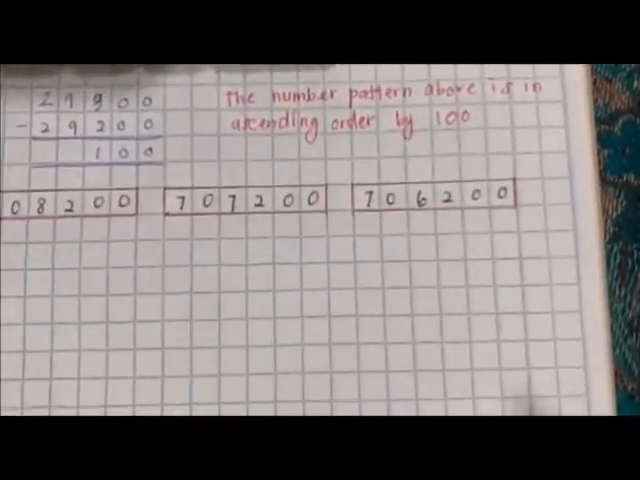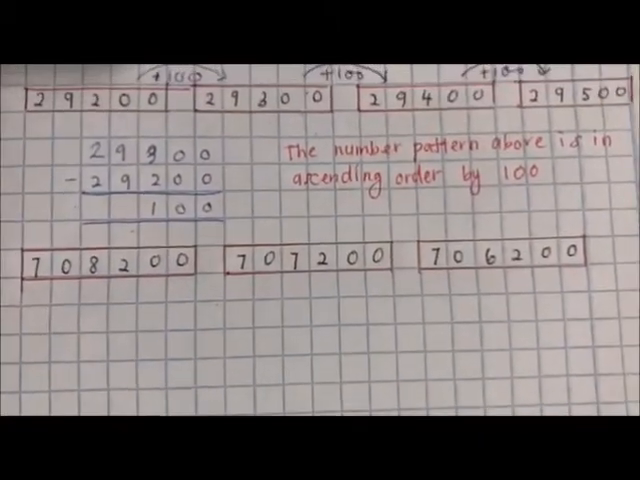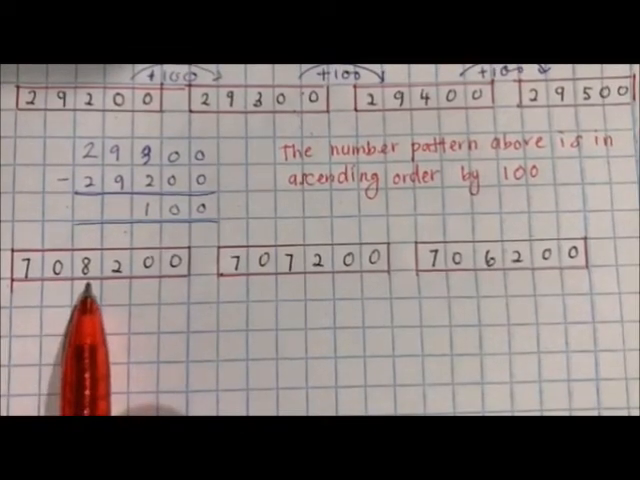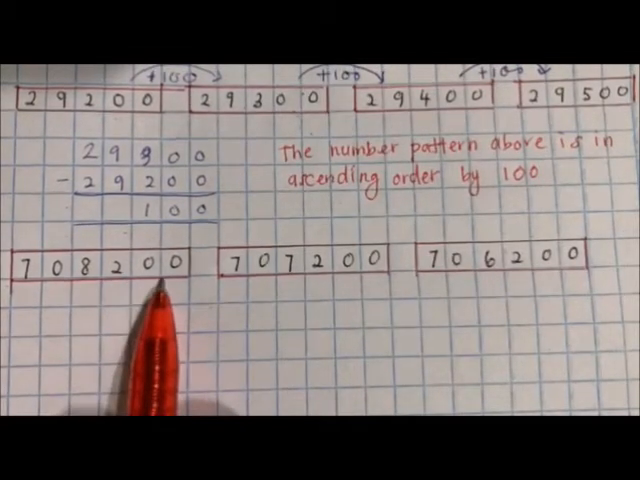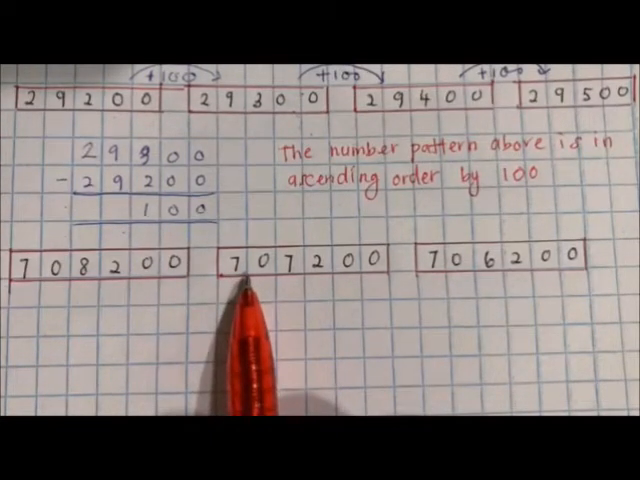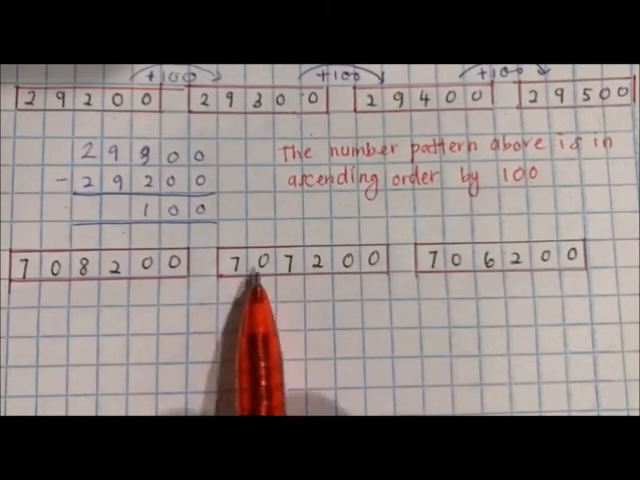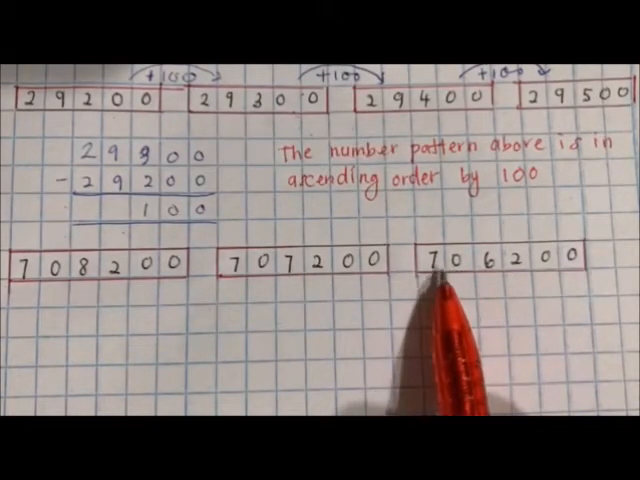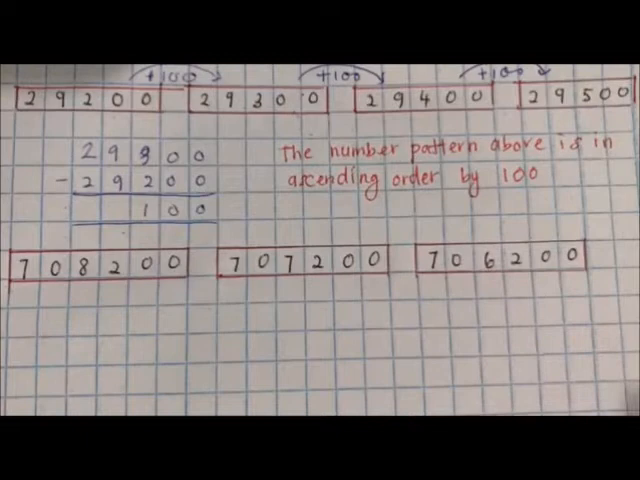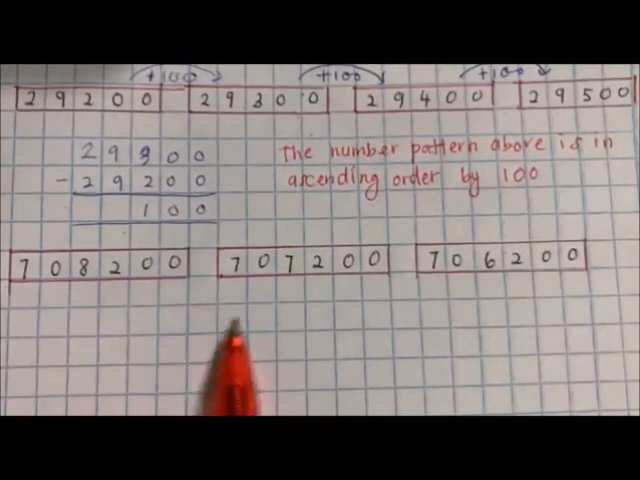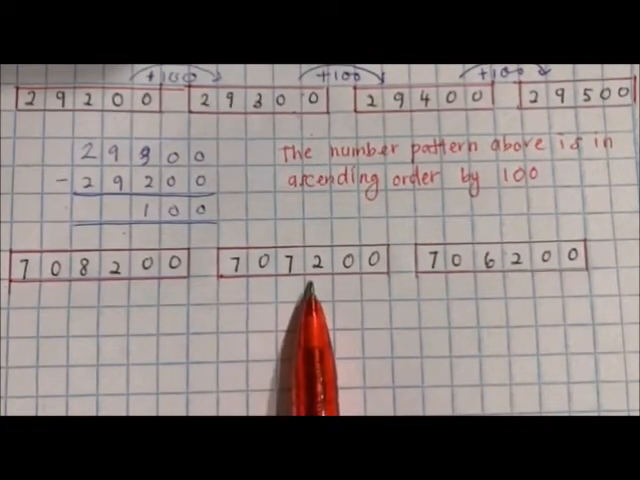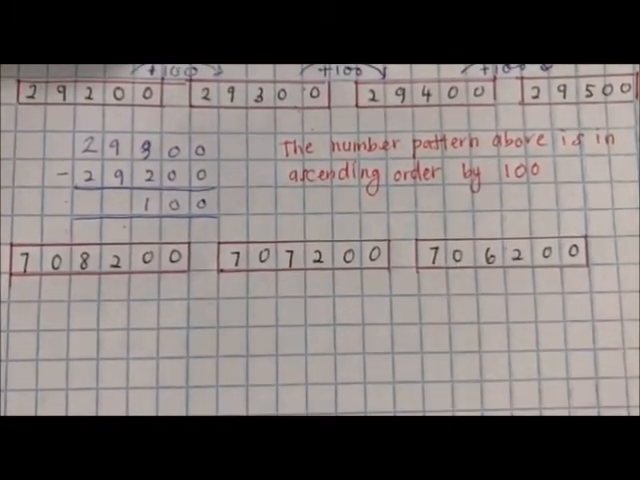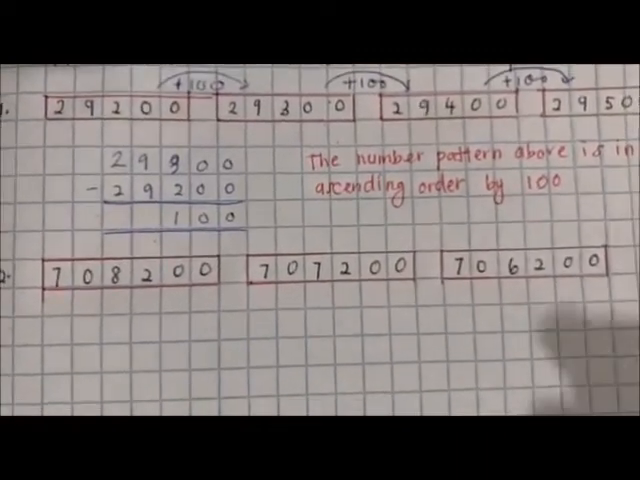For number two, when you look at the first number, 708,200, then the second number 707,200, and the last one 706,200. When you look at this one, increase or decrease? Decrease. So you need to find the differences first.